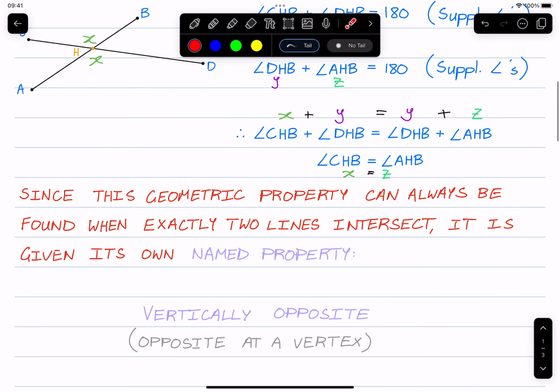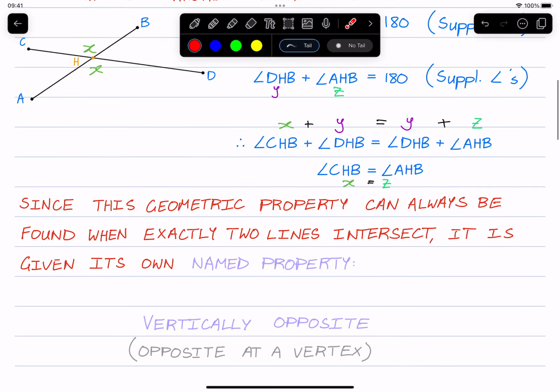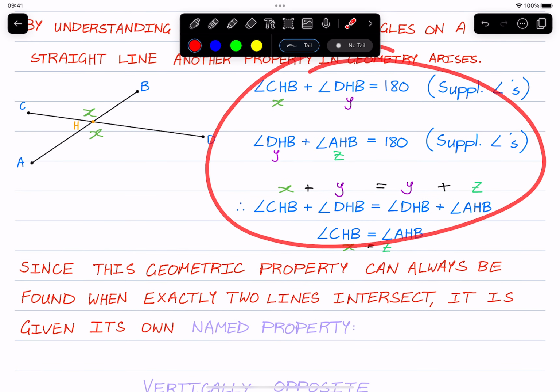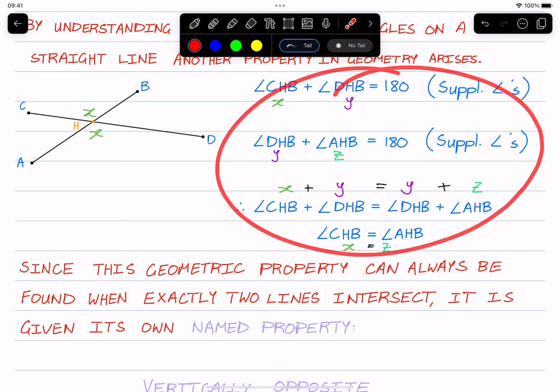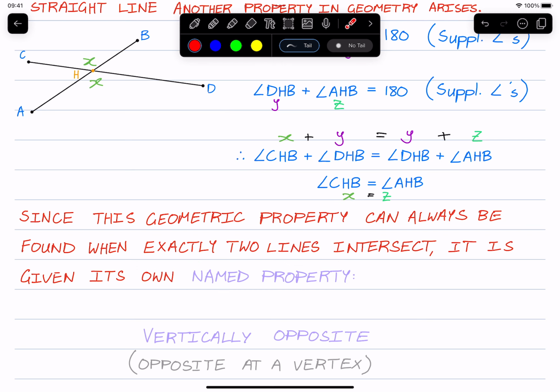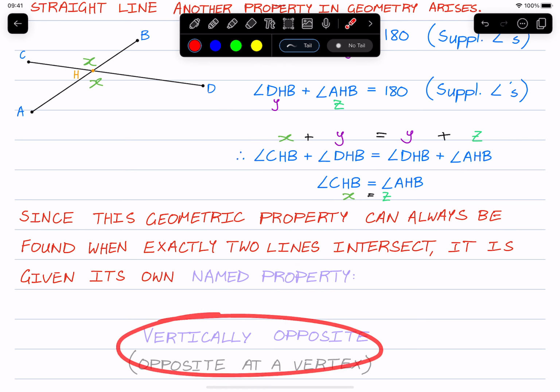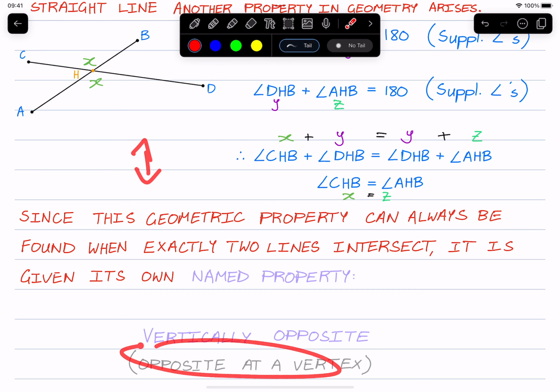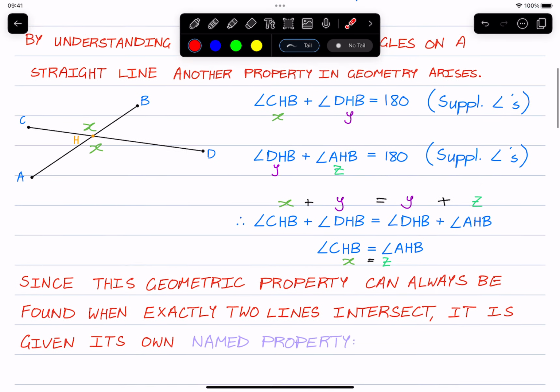Now, since this property can always be found when exactly two lines intersect, rather than always repeating this set of reasons, we actually just give it its own named property, in that it is called vertically opposite angles. But it's not that it's vertical up and down, it's that it's opposite at a vertex.